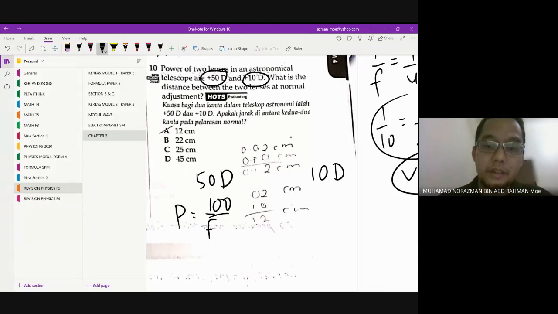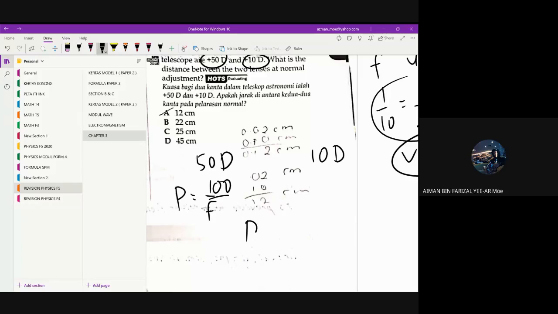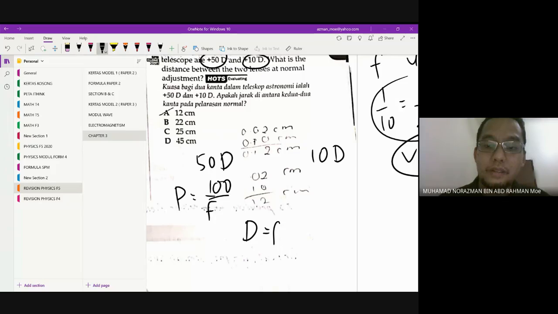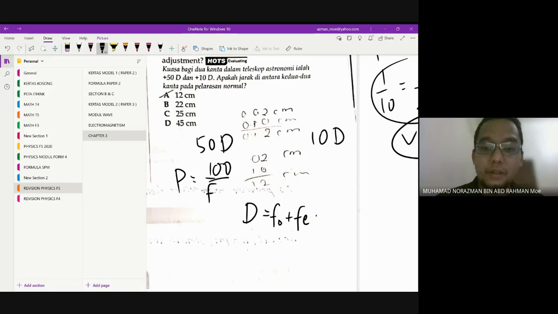So apa kita kena buat? Cari F1, F2. Then we know that distance is equal to FO plus FE for telescope. Ini soalan dia teleskop kan. Sebab tu dia boleh tanya. If microscope, then they cannot ask this question. Okay. So first find FO and FE. So F is equal to 100 over P.